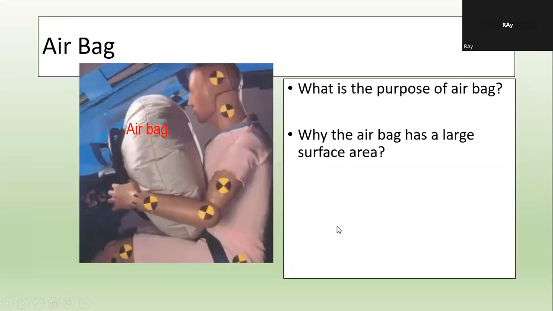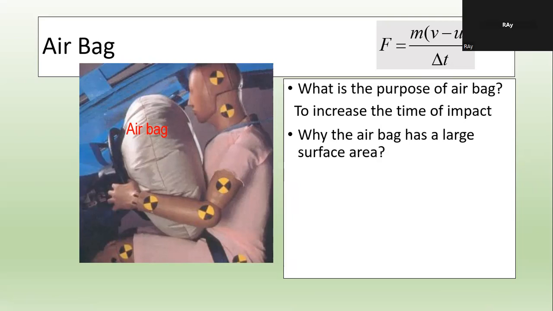What is the purpose of the airbag? Any idea? Reduce impulsive force on the head. Basically, we go to our physics. Newton's second law. We want to increase the time of impact. By increasing the time of impact, we reduce the force.